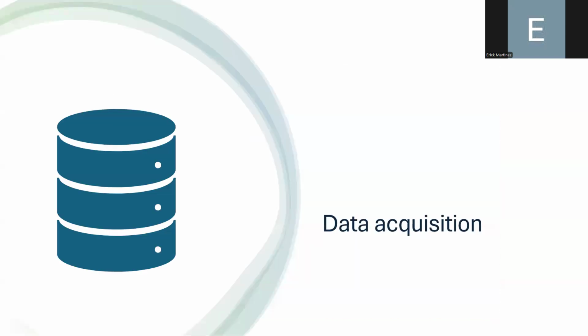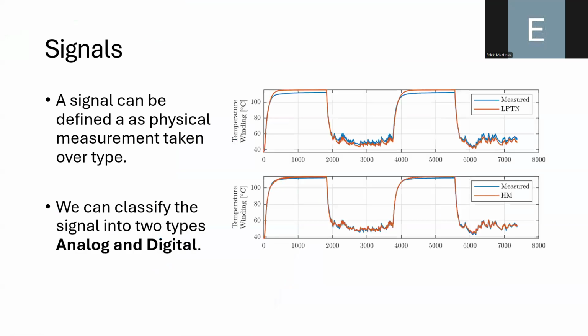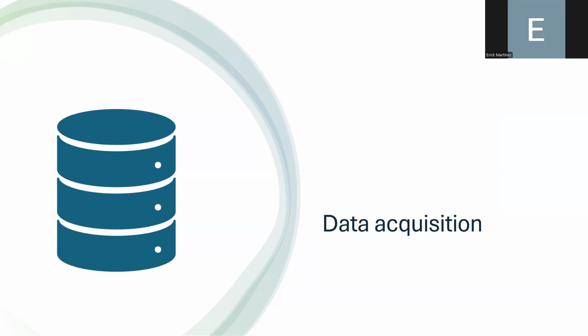How can I ensure that I am measuring the data collected from the sensor into a computer? What are the considerations that you need to take into account to transfer the information from the sensor into a computer and then store that information for later analysis? So, in order to understand the process of data acquisition, first we need to define what is a signal.